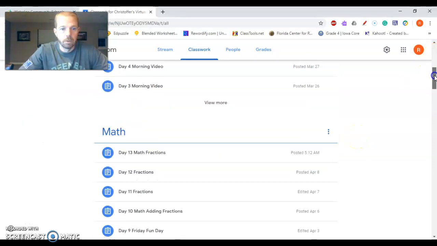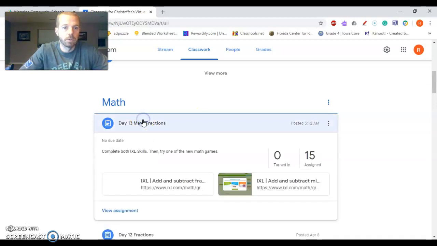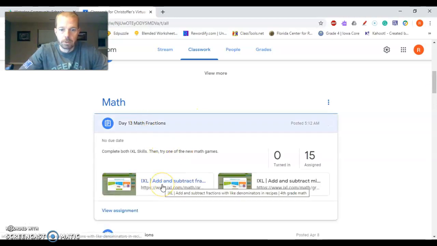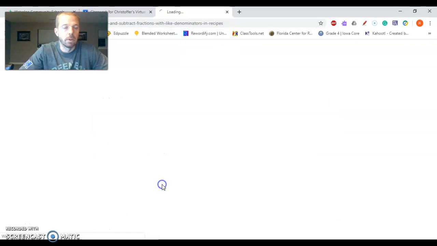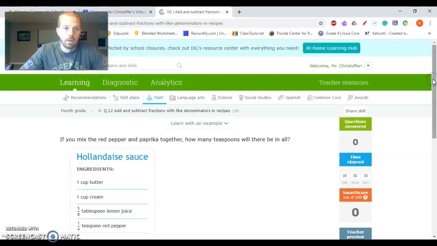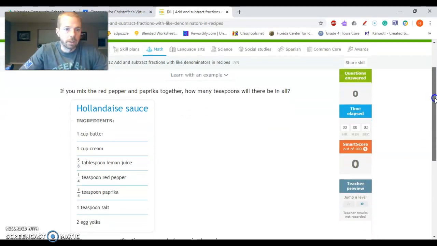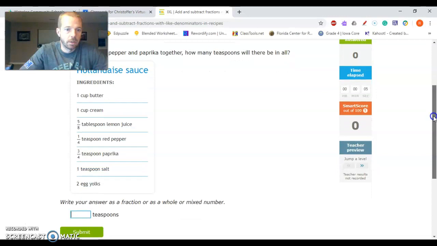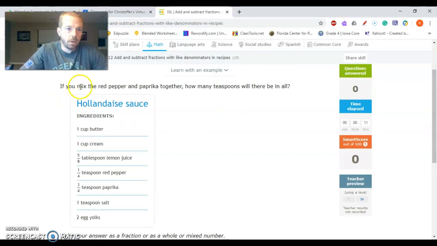Okay, for today in math, we're going to continue with our fractions. First thing you're going to do is add fractions with like denominators using recipes. In this example, you're making some sauce, and it's asking you to write your answer as a fraction or a whole number. If you mix the red peppers and the paprika together, how many teaspoons will there be in all?